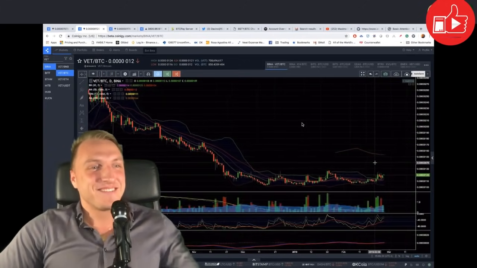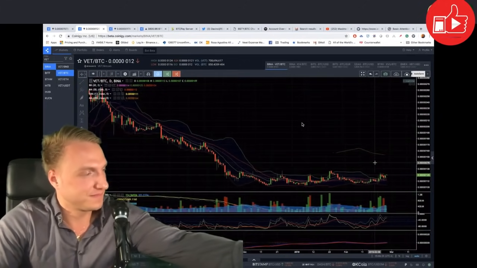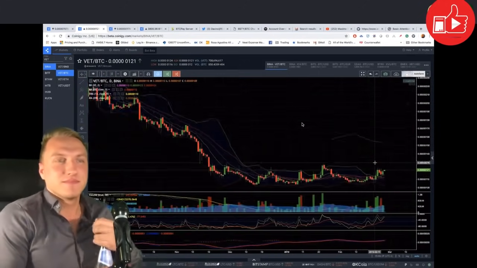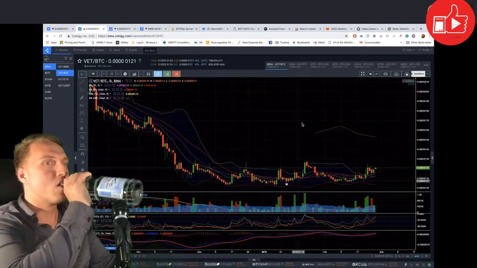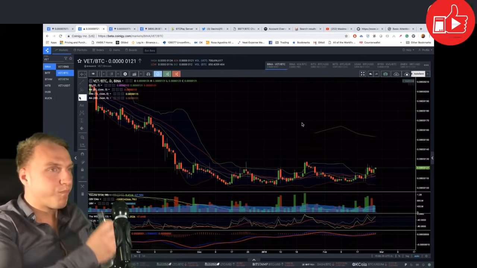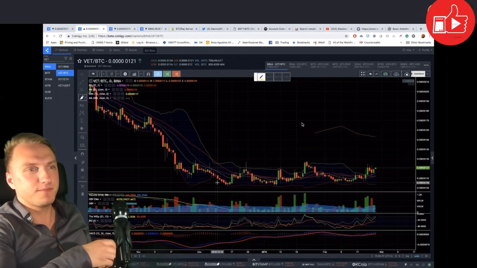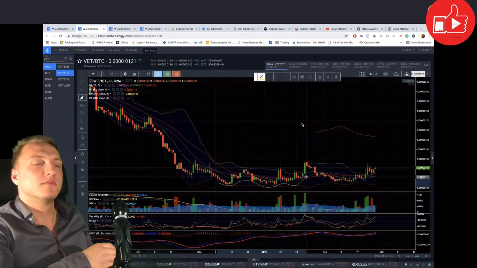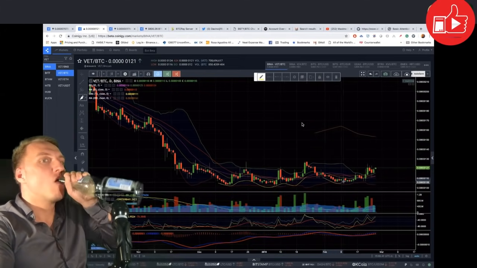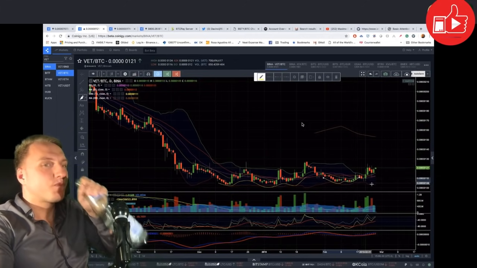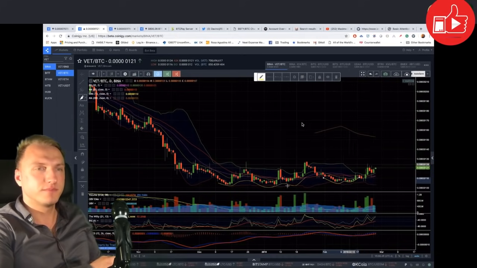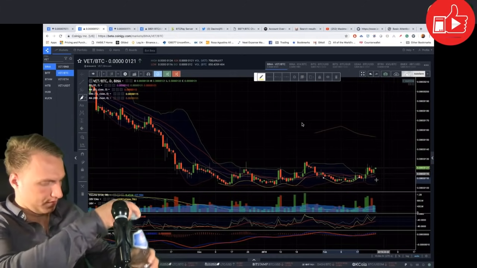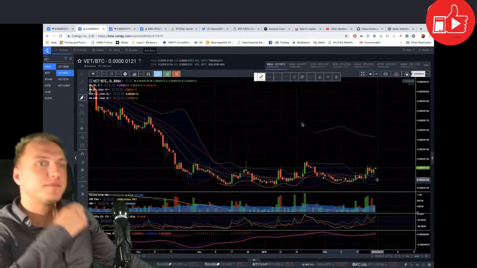Okay, so looking at VET, looking at just the price, we can see lots of wick action here. You can see it happening here, here, here, right? And it's doing it over here and here. So we could say that this thing wants to run, for sure. This thing wants to run. Will it run? That's up to the market.